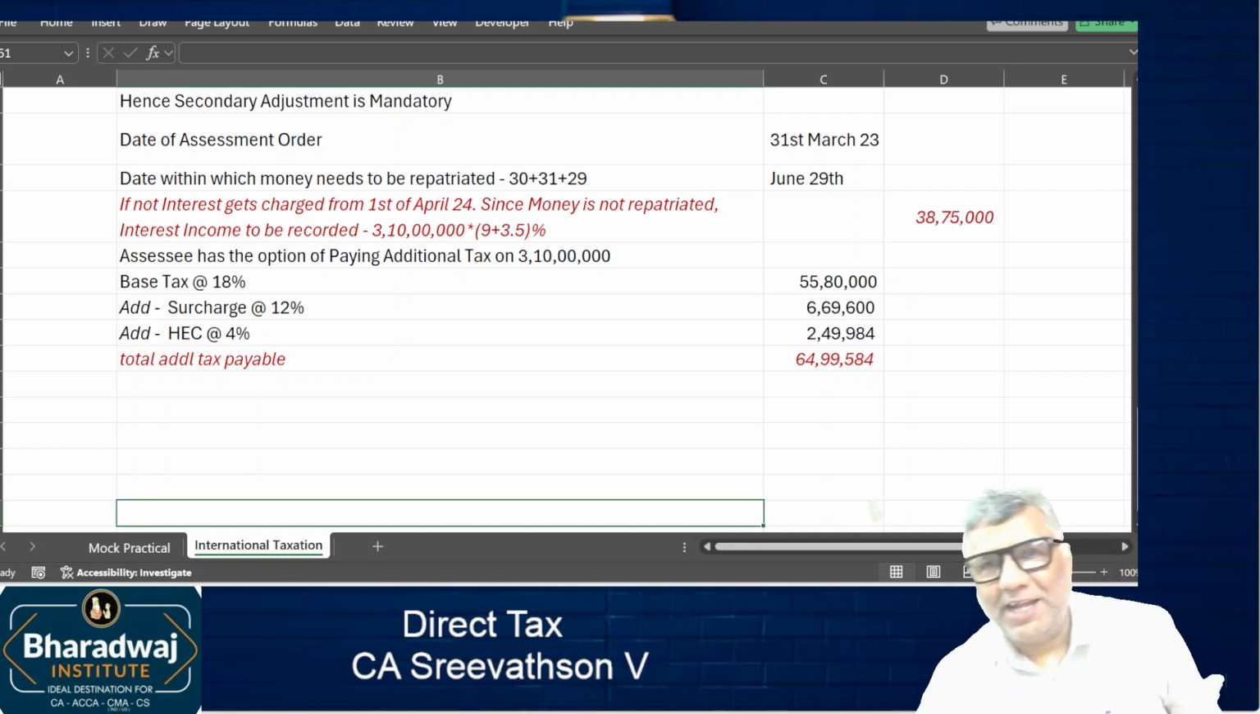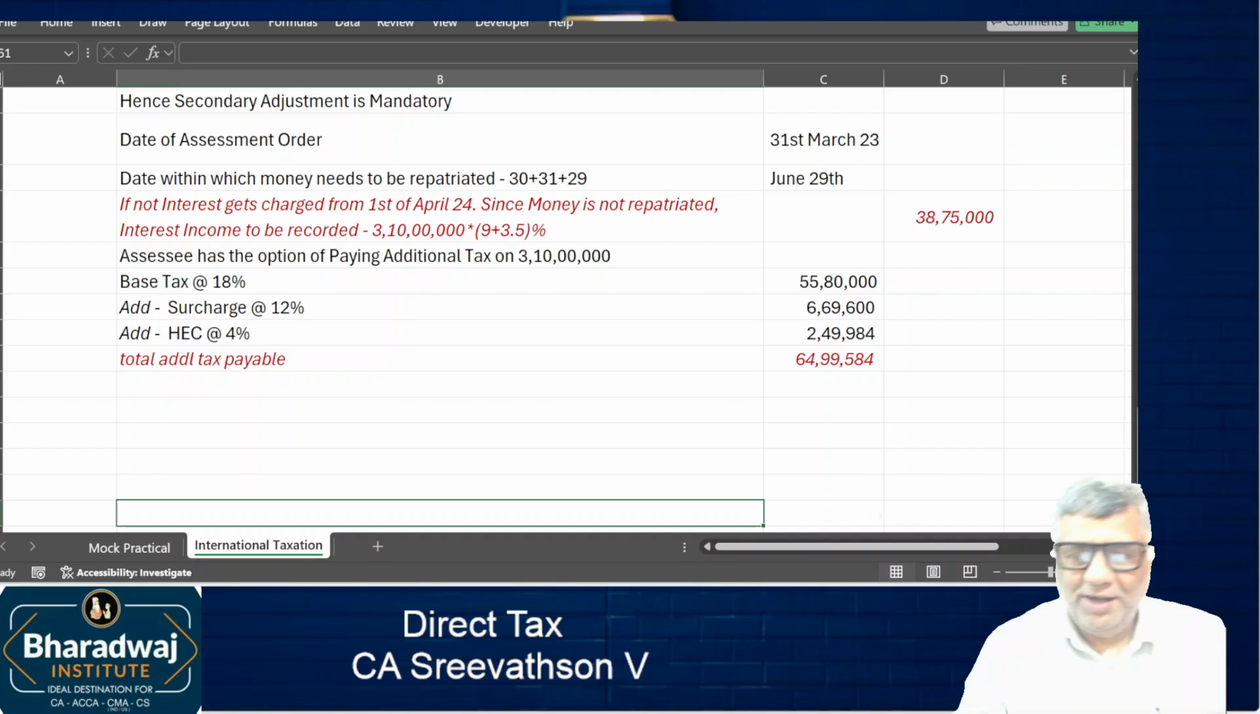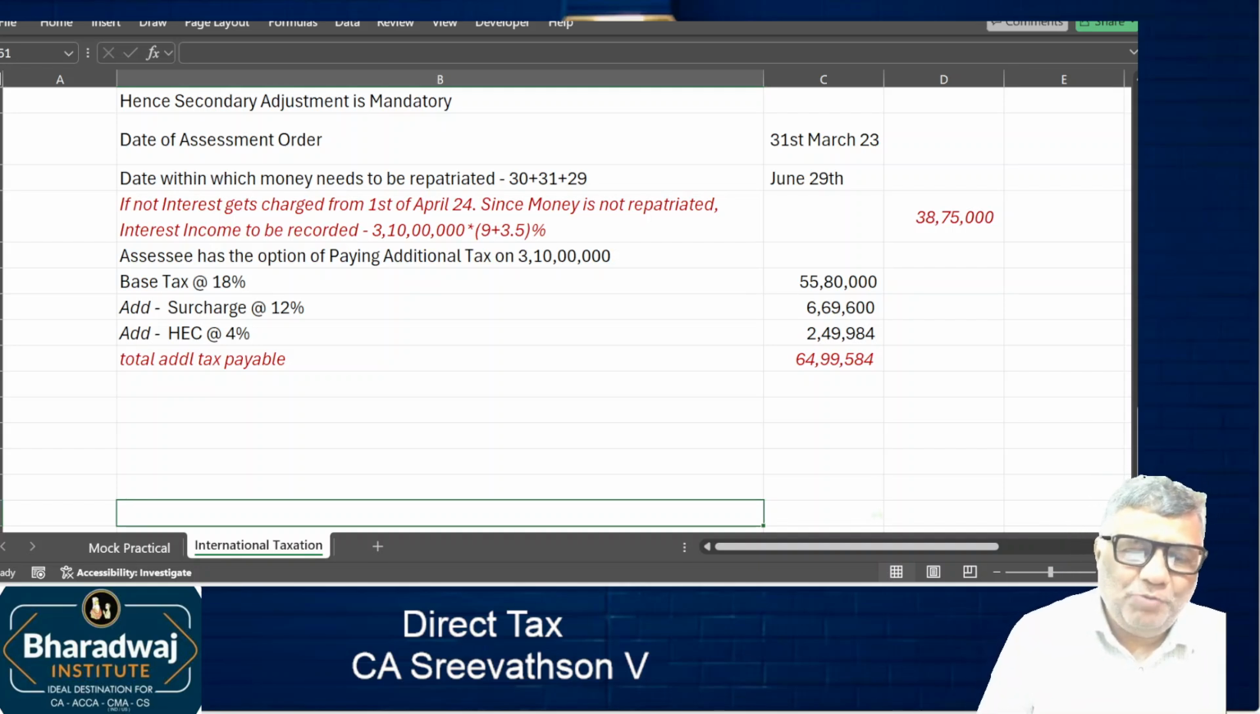We paid both till 31st March 24 because you haven't made it. Once you pay this, next year interest will not come. Otherwise, next year also interest will come.